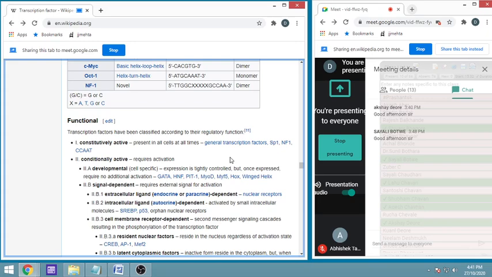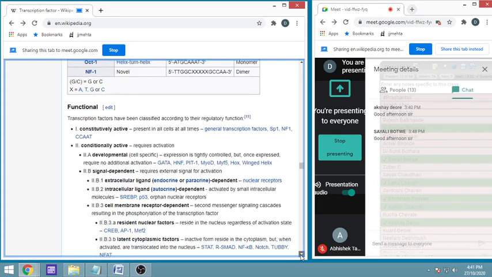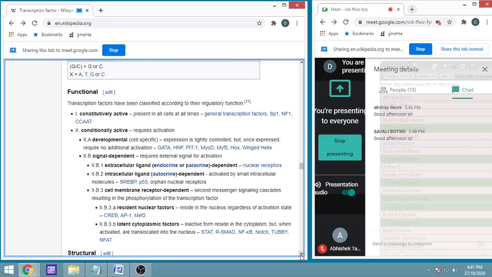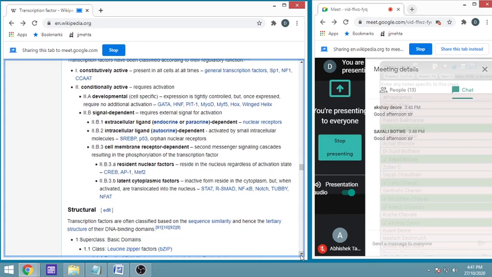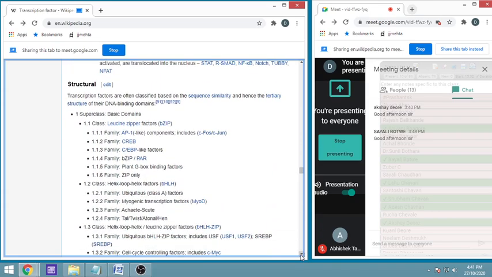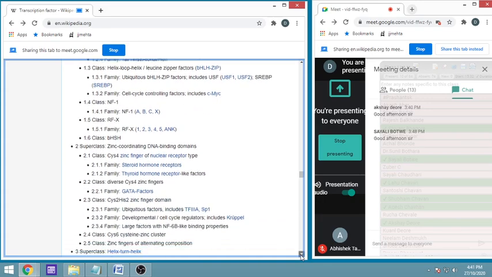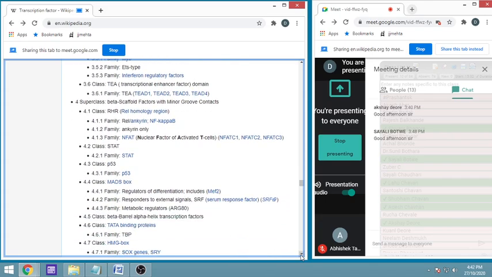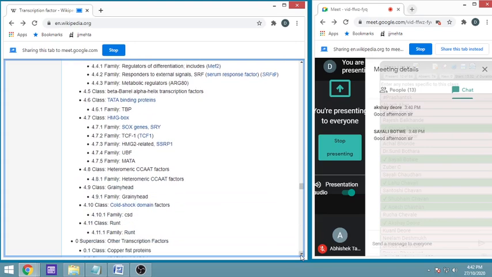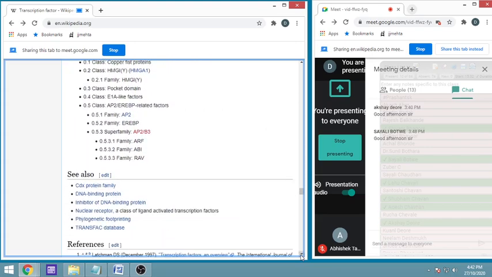Similarly, constitutively active ones are present in all cells at all times, while the conditionally active ones require a certain activation, and only when activated will they be formed. Some will be active only during developmental stages, some will be signal dependent, etc. So these are very important classes, and structurally there are too many classes. I will not go into each and every class, how their structures are, depending on the proteins. There is a variety of structures present.